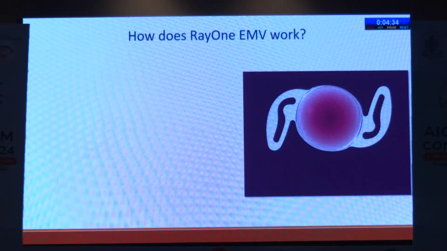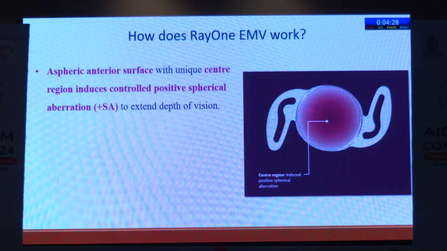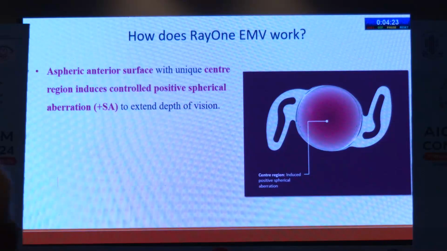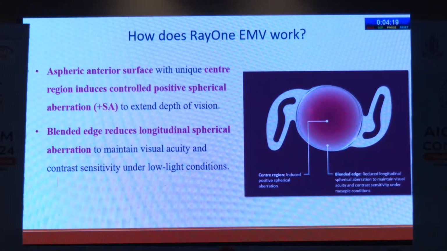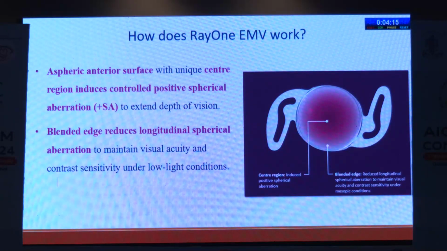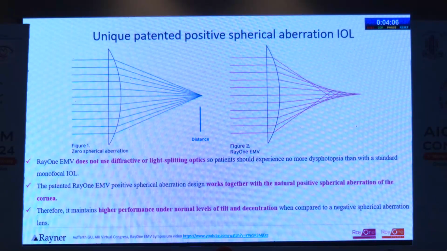How does the RayOne EMV work? It is an anterior aspheric surface with a unique center region that induces controlled positive spherical aberration, which extends the depth of vision. The blended edge reduces longitudinal spherical aberrations to maintain visual acuity and contrast sensitivity under low light conditions. The non-diffractive design offers reduced dysphotopsia compared to diffractive optic designs. RayOne EMV does not use diffractive light splitting optics.